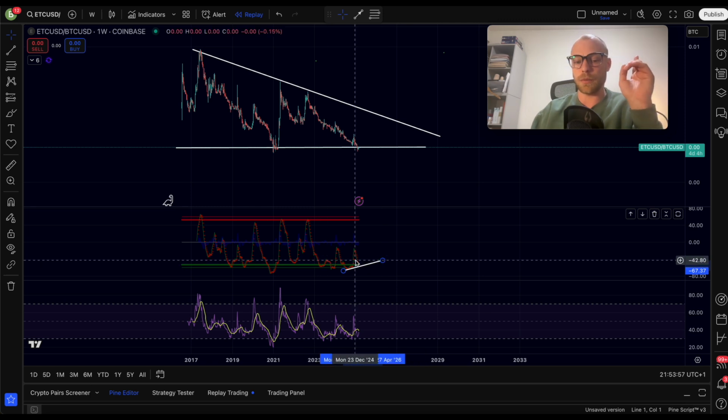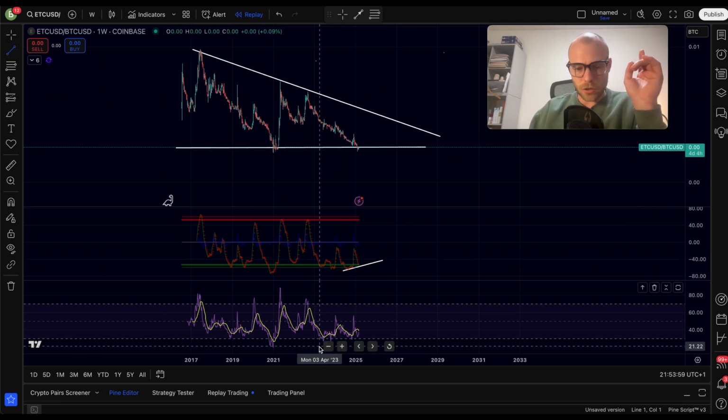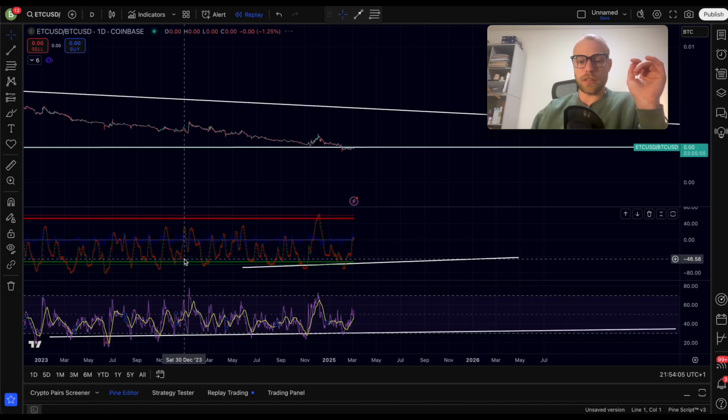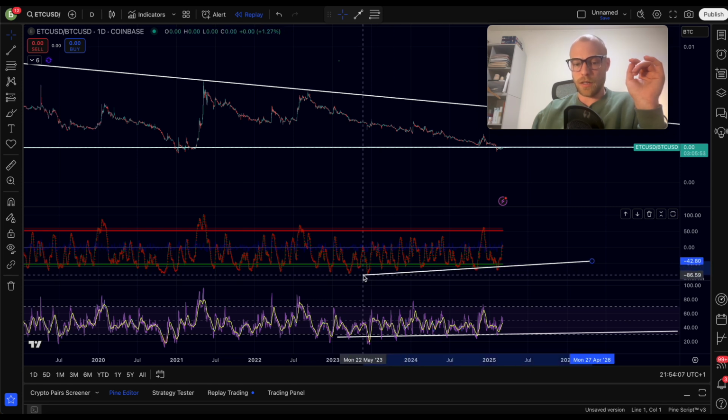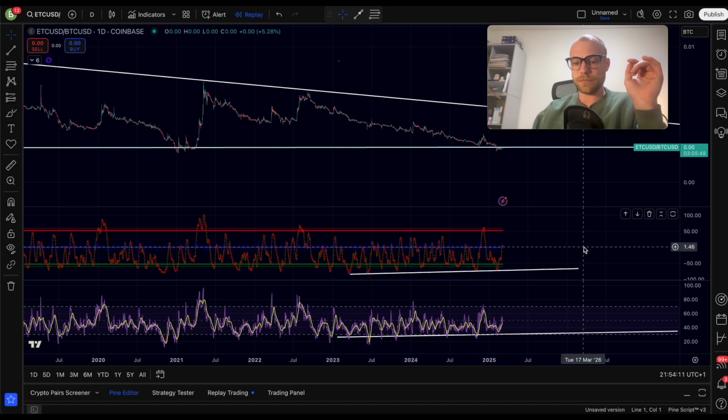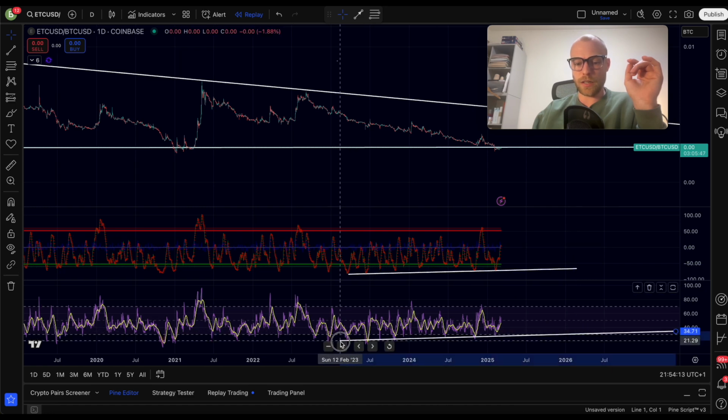On the daily time frame, it will be more visible as well. But on the weekly time frame right here, we're also setting higher lows. And if we go to the daily time frame, guys, it will be more clear. So we have nice higher lows right here. And we have that on the relative strength index.